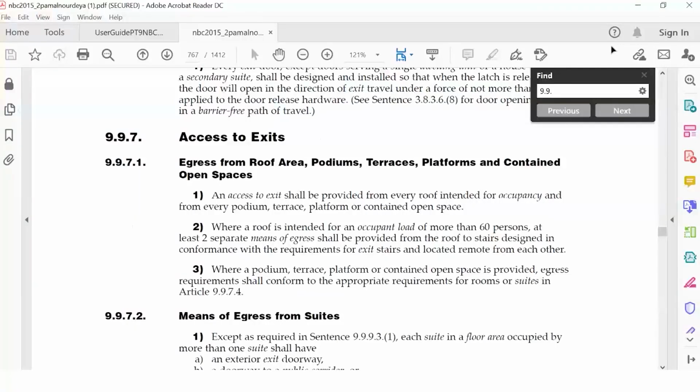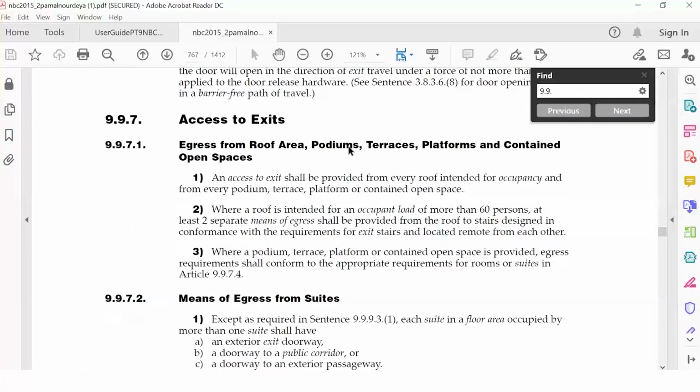Access to exits. Egress from roof area, podiums, terraces, platforms, and contained open spaces. An access to exit shall be provided from every roof intended for occupancy. Remember, an access to exit is not necessarily an exit, it's an access to exits. It could be a door leading to a floor below, which is provided with an exit. An access to exit shall be provided from every roof intended for occupancy or from every podium, terrace, platform, or contained open space.